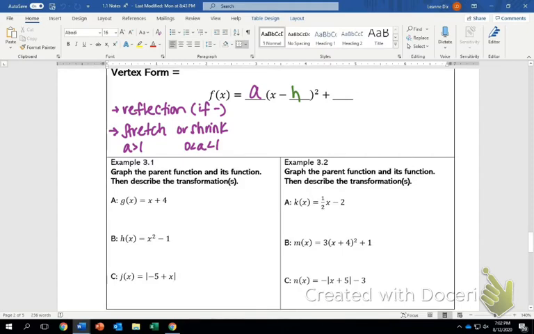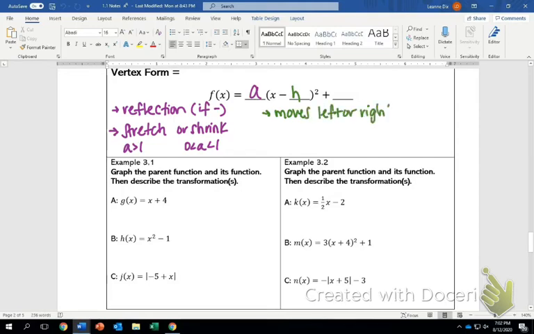Specifically our translations. So remember, transformation is a change of any sort. Reflection is when you flip. Stretching and shrinking is when you change the size, and then H and K is when you move left, right, up, or down, which is called a translation, okay?